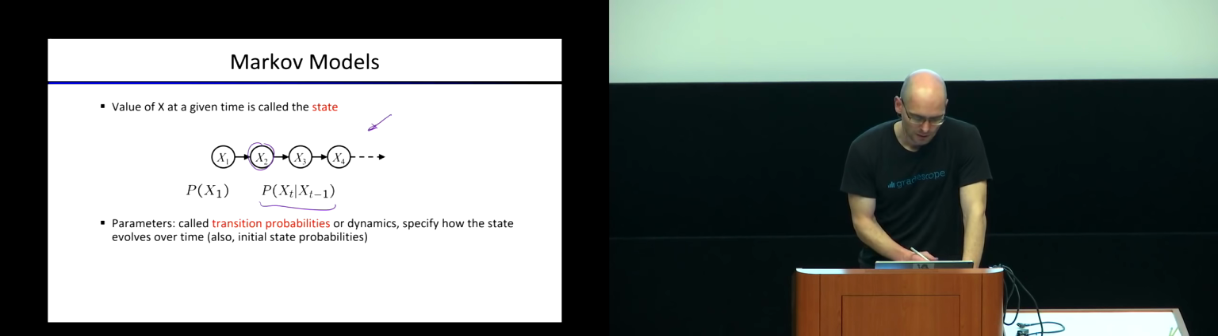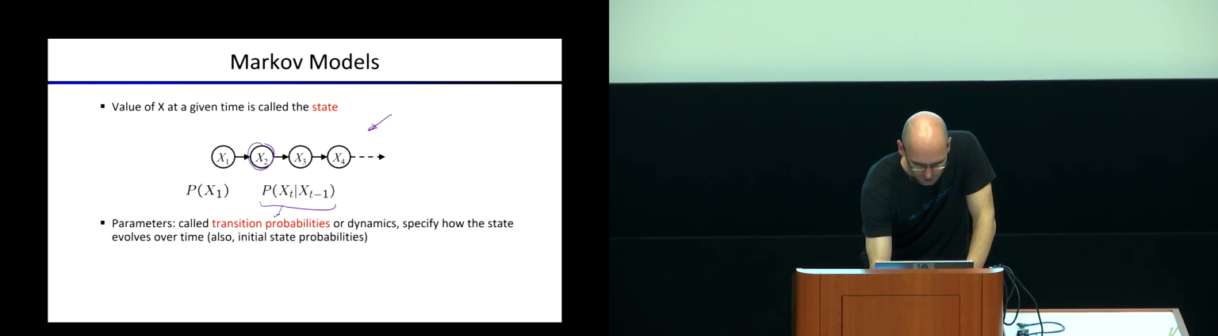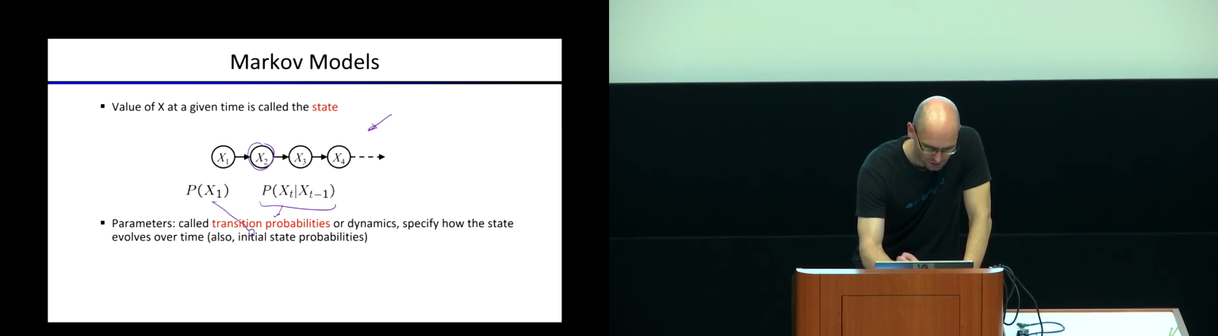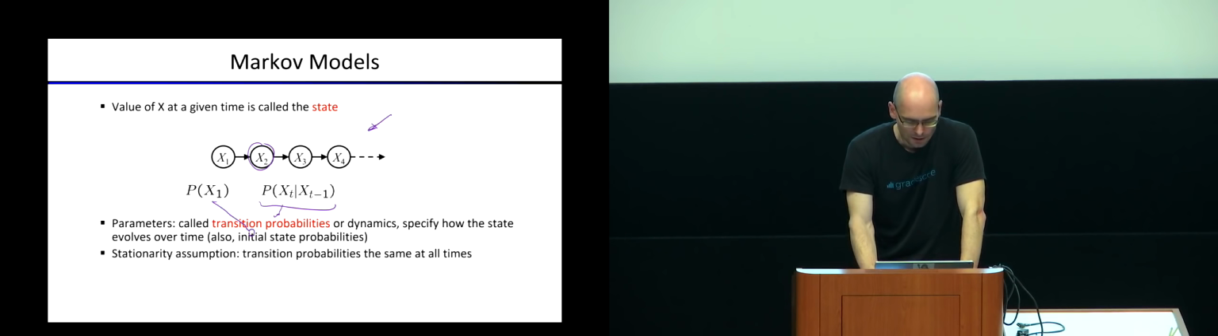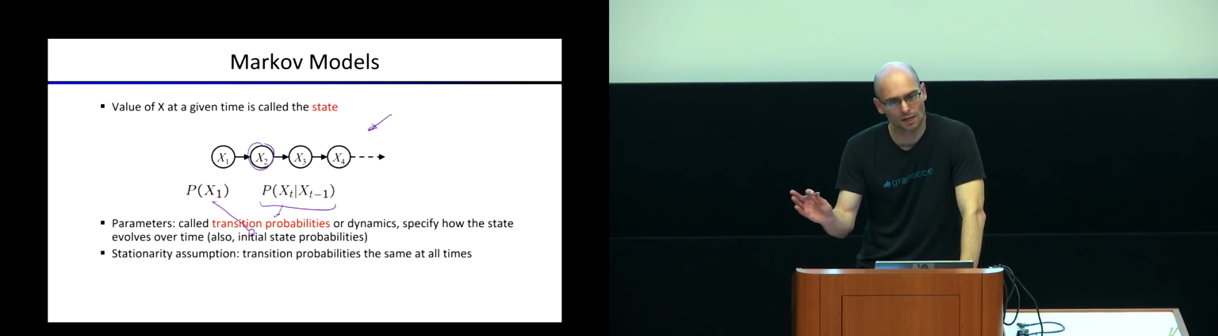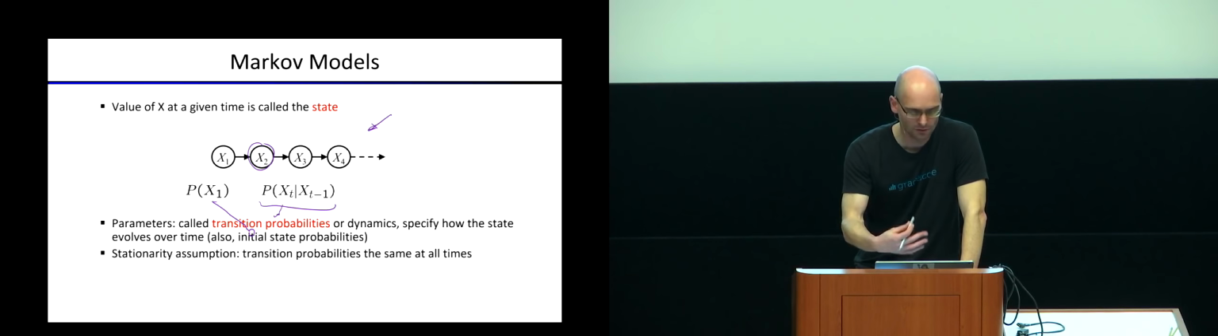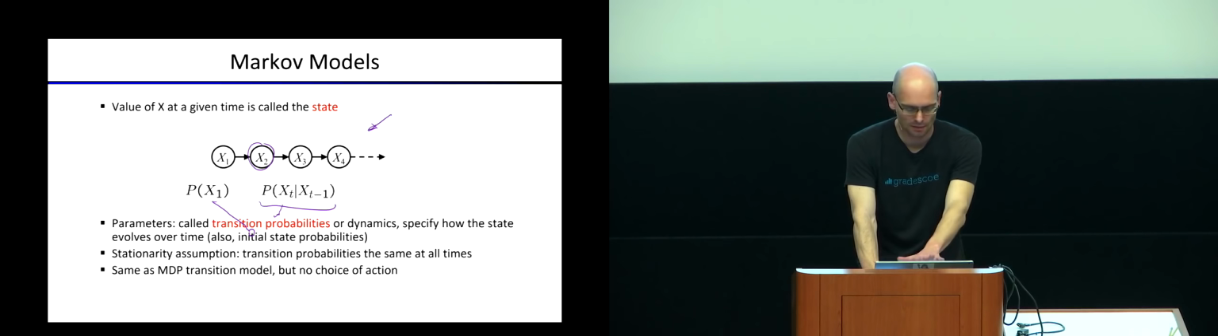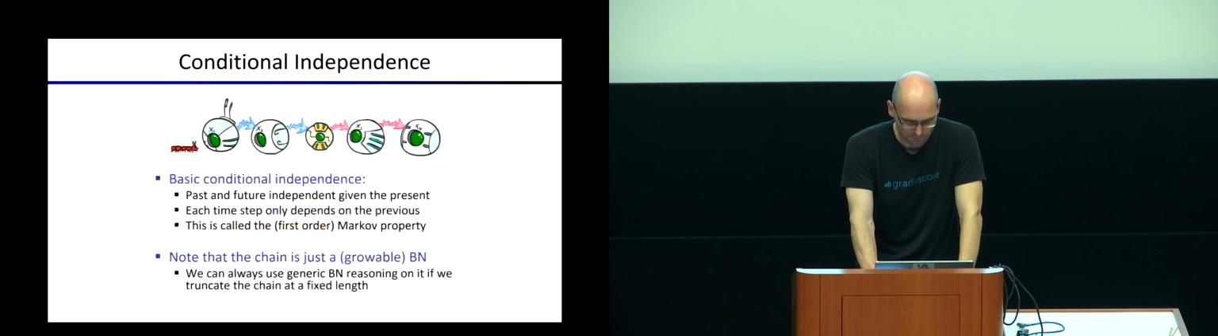Okay, so these parameters here are called transition probabilities or dynamics, and specify how the state evolves over time. And then these are the initial state probabilities. The stationarity assumption is that the transition probabilities stay the same at all times. If somebody says we have a non-stationary process, then you'll need a different transition model for every time. So same as MDPs, but what's missing is actions. We're not going to worry about actions. They're not going to be present in this lecture.